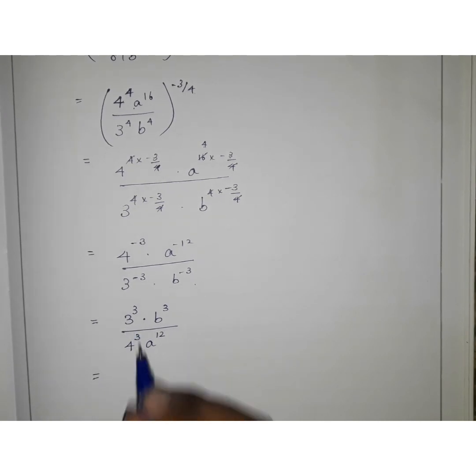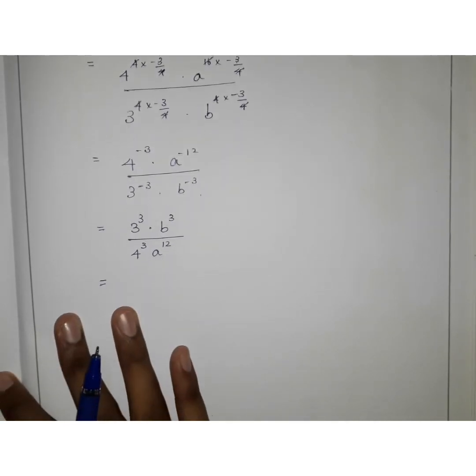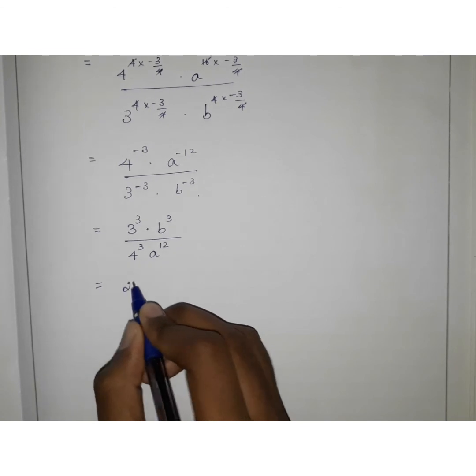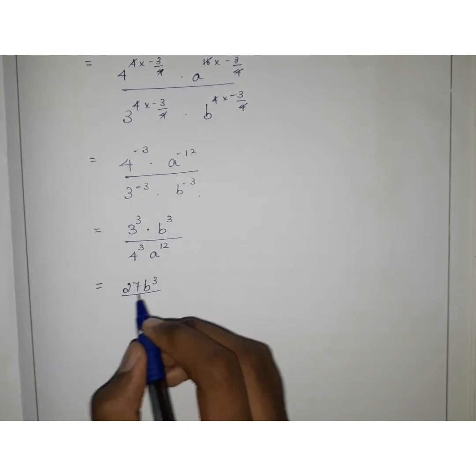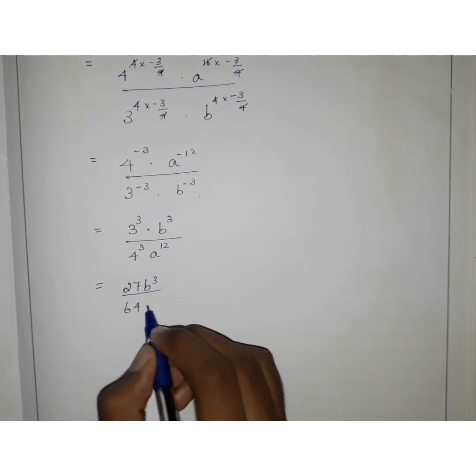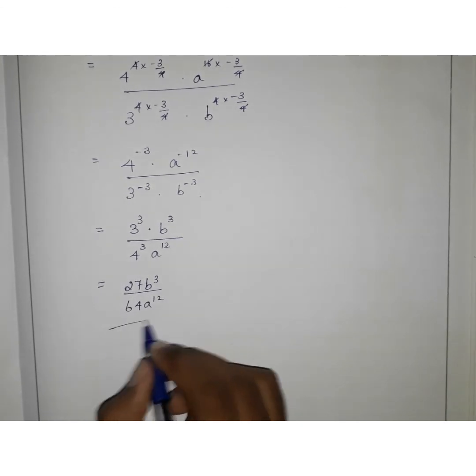Now I am going to split this term. What is 3 cube? 3 cube is 27, into b cube, which is b cube itself. 4 cube is 4 into 4 into 4, which is 64. A to the power 12. This is your answer.